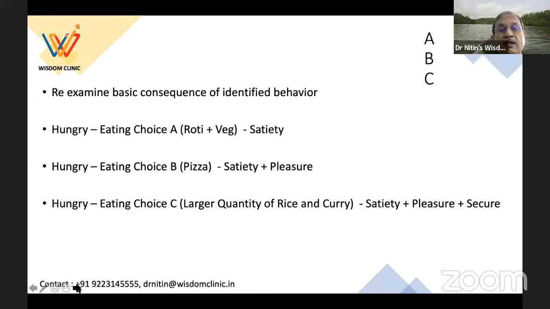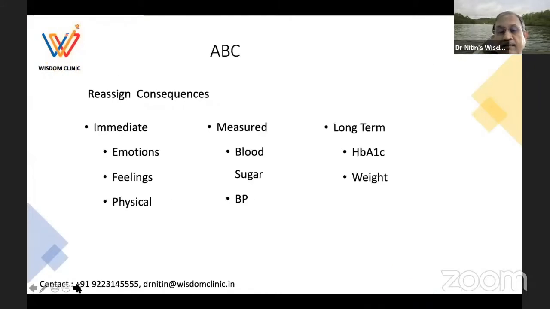Then we re-examine the basic consequences of the identified behavior. See, when she feels hungry and eats roti, she feels satiated. But when she's feeling hungry and anxious, and she wants to feel comfortable, or she wants to take pleasure, she chooses pizza. Or sometimes she feels hungry and she is feeling more insecure, then she eats a larger quantity of rice and curry, which will give three things: satiety, pleasure, plus a sense of security. So these are the antecedents we have to tackle.